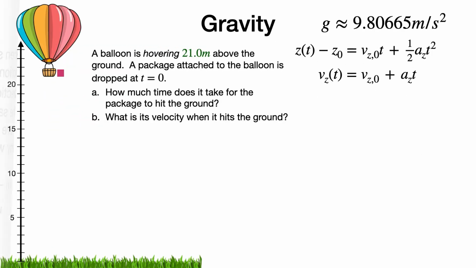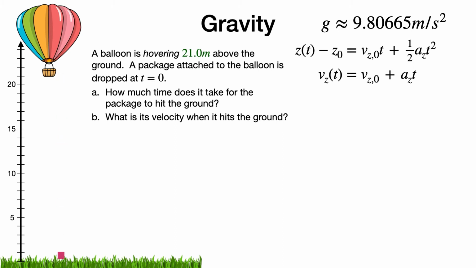So now let's consider a problem of free fall in gravity. Consider that we have a balloon hovering 21 meters above the ground. Attached to it is a package, and it's going to be dropped from the balloon at t equals 0. And our question is, how much time does it take for the package to hit the ground? And another question we could ask is, what is the velocity when the package hits the ground?